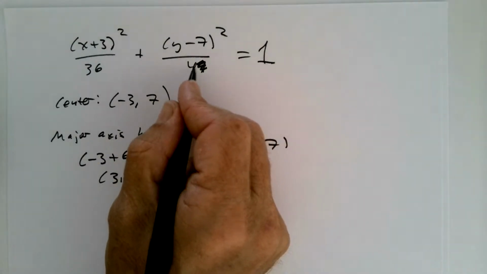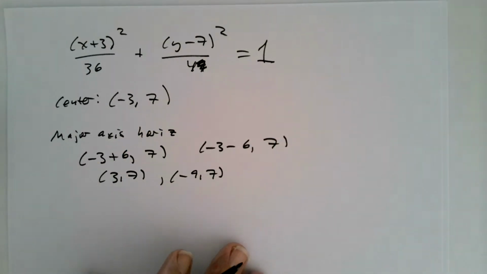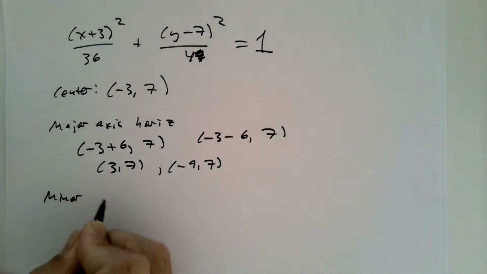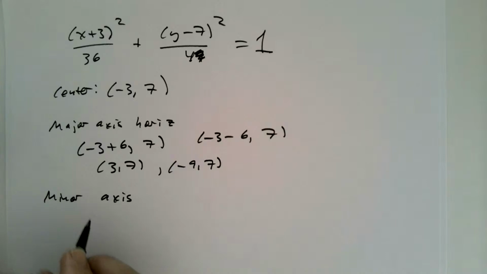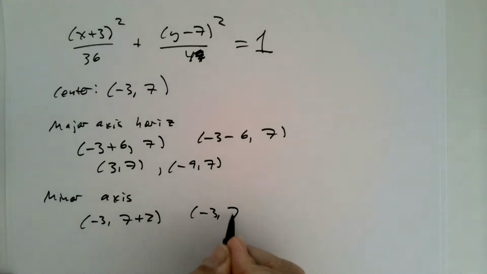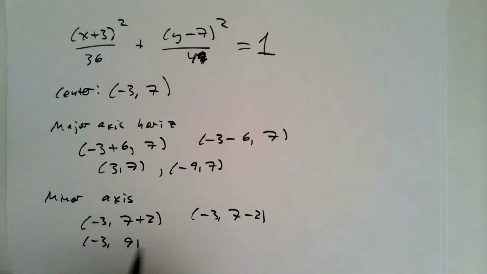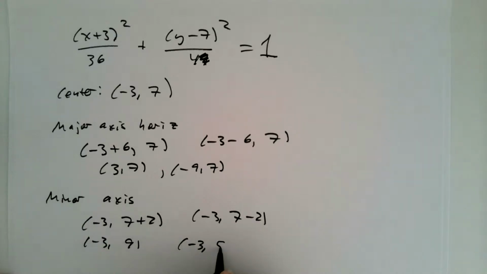So we're moving 2 off of the center in the vertical direction. So my 2 points on the minor axis, moving 2, I'm starting at negative 3, 7. So negative 3, 7 plus 2, negative 3, 7 minus 2. So negative 3, 9, and negative 3, 5. Those are the 2 points on the minor axis.